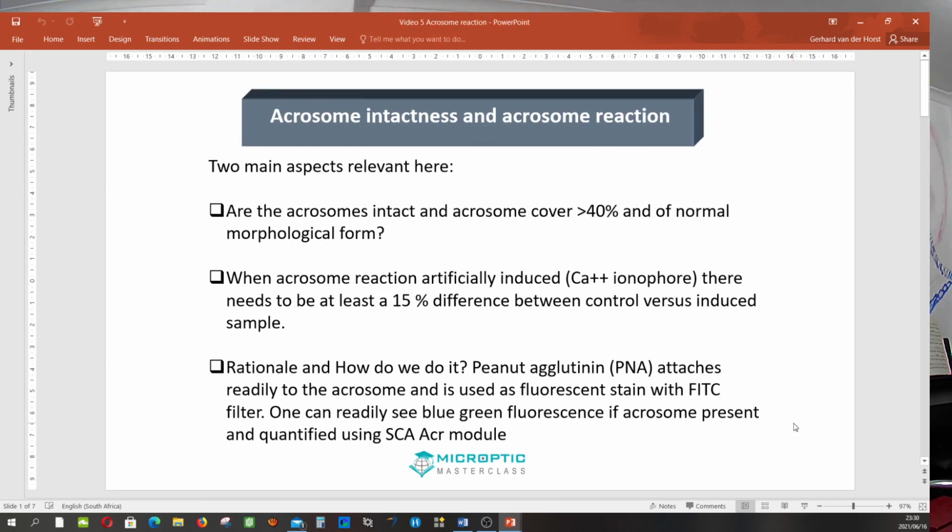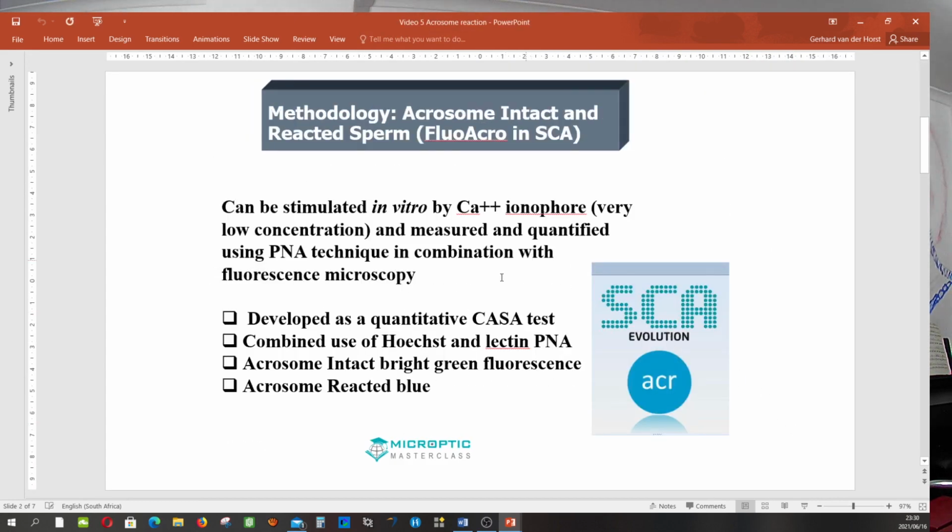So, here is the methodology that we have used for the SEA acrosome reaction, and we've developed it as a quantitative CASA test, and we've combined the use of Horst and the lectin PNA. And in this instance, the intact acrosomes will be bright green to blue fluorescence, whereas if there's no acrosome and there's an acrosome reacted, it will show blue.